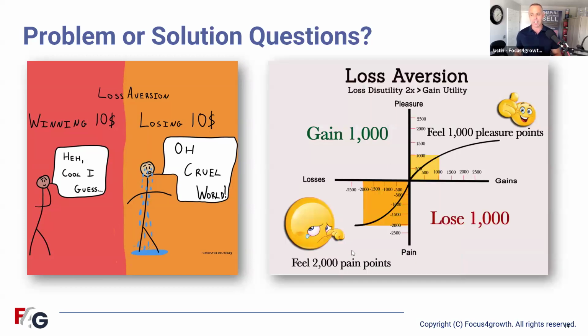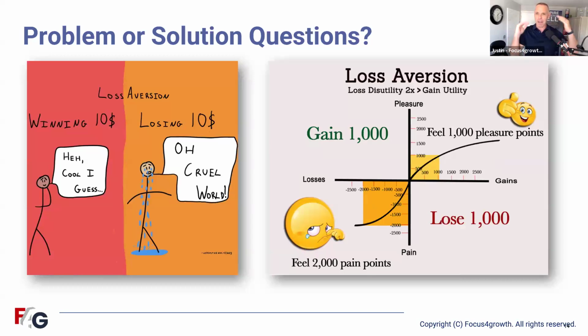And actually, it's really interesting. It's mapped on this loss aversion chart. What it shows us is that loss disutility is 2 times greater than gain utility. And you can plot it on a map. So if you lose £1,000 or points, it actually feels like 2,000. When you gain 1,000, it feels like 1,000, right?